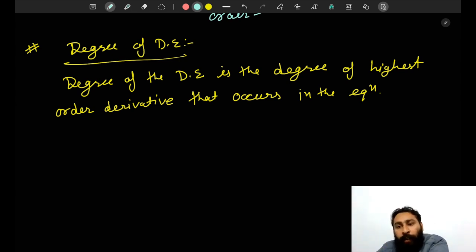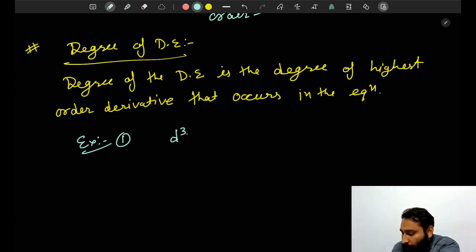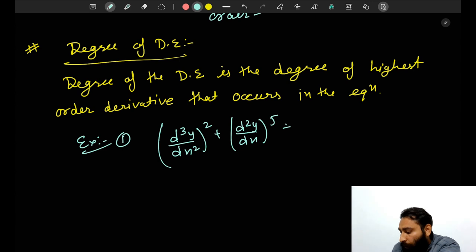But a differential equation does not contain any fraction term, any derivative in a sine function, cos function, trigonometric function, inverse trigonometric function, exponential function, or log function. So we cannot define degree if the derivative is present in these functions. Let's see an example first: (d³y/dx³)² + (d²y/dx²)⁵ + y = 0.